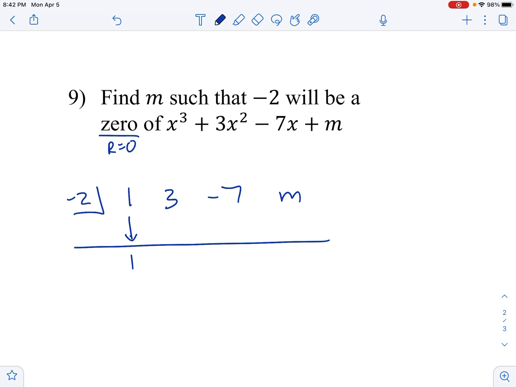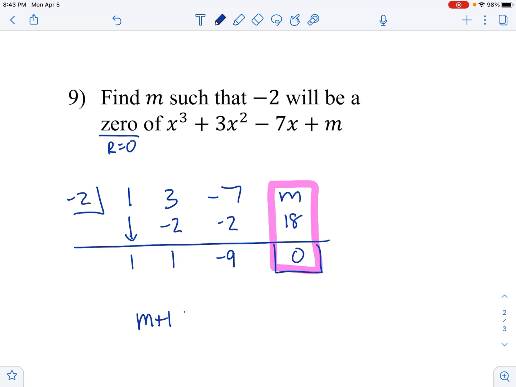So I'm going to drop down my 1, my -2, my 1, my -2, my -9. That's going to give me 18. However you write this, you could write your 0 here and then deal with your whole thing. You could write your m plus 18 there and know that it has to equal 0. Either way, we get the same answer. It's just semantics, how you write it. My value of m is going to be negative 18.